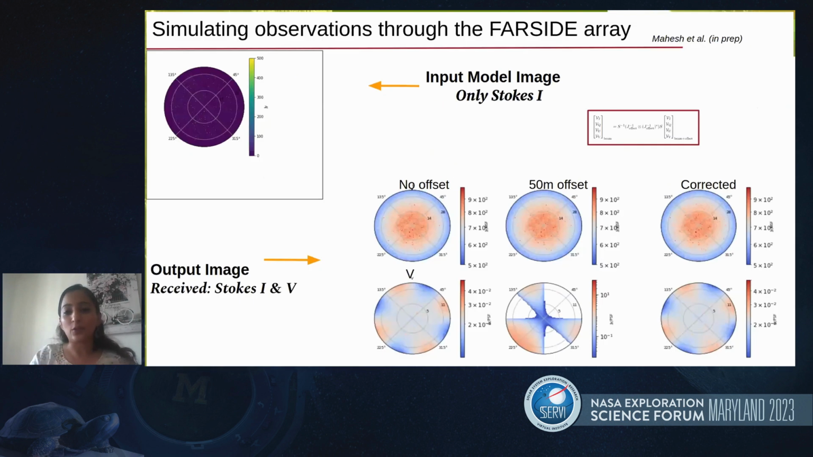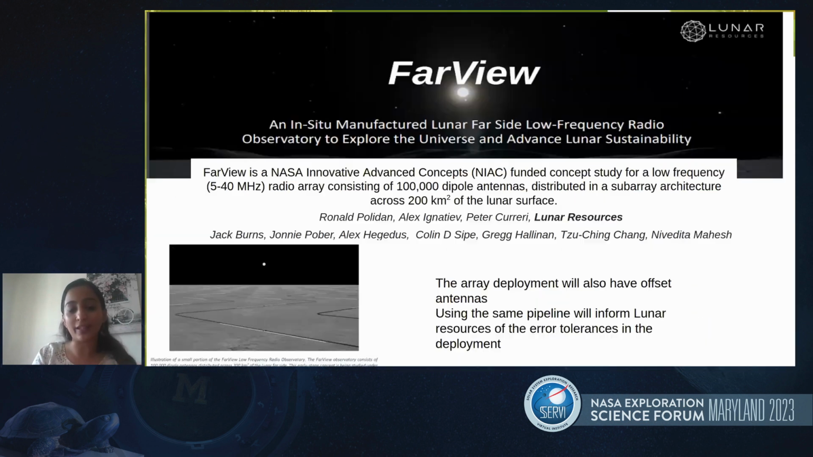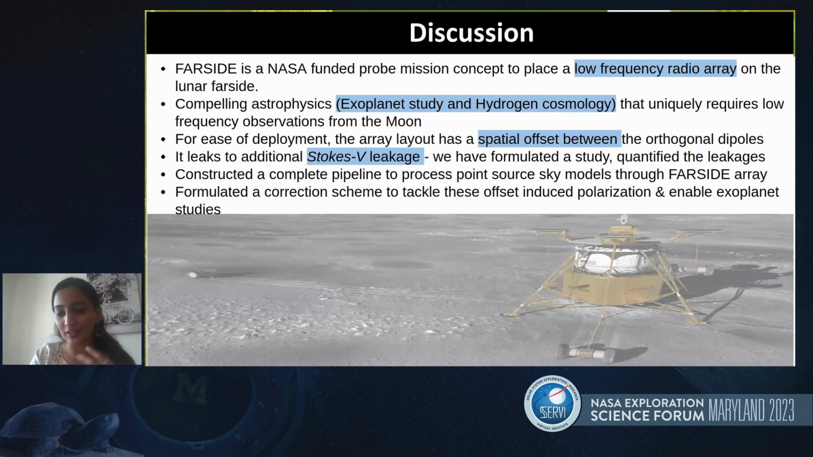So the main thing, we're almost at the end. So the main thing I wanted to say is that this pipeline will inform the deployment strategy team up to what levels of errors in terms of placement of the offset or the angles between the dipoles we can tolerate. So I'm just going to leave my discussion up, and also for further discussion, I have extended the pipeline to OVRO, the telescope in Bishop, but we can leave that to discussion later.